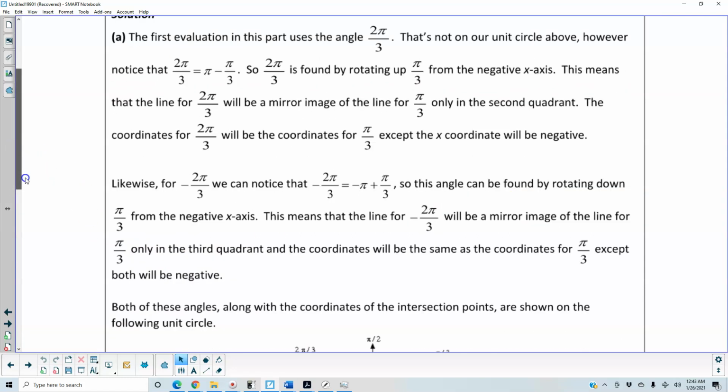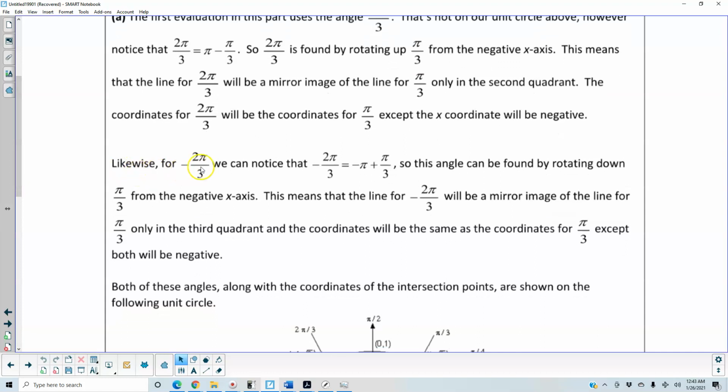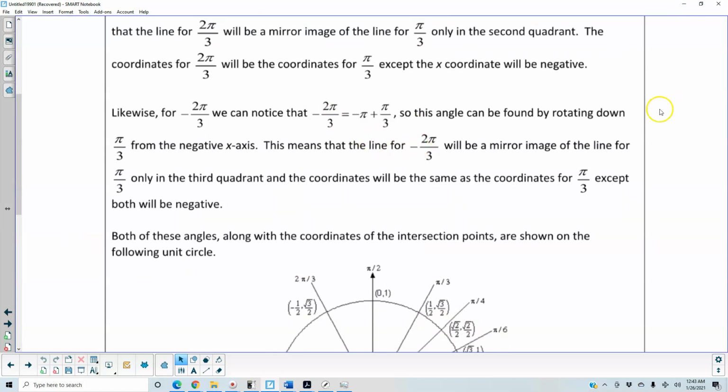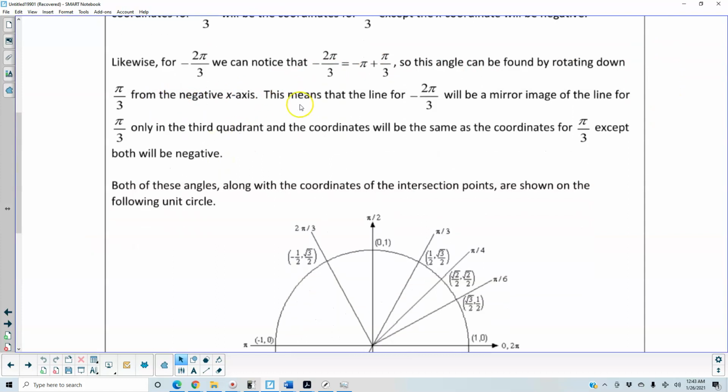And likewise, for negative 2 pi over 3, which is equal to negative pi plus pi over 3, this angle can be found by rotating down pi over 3 from the negative x-axis. This means the line for negative 2 pi over 3 will be a mirror image of the line for pi over 3, only in the third quadrant, and the coordinates will be the same as the coordinates for pi over 3, except both will be negative.